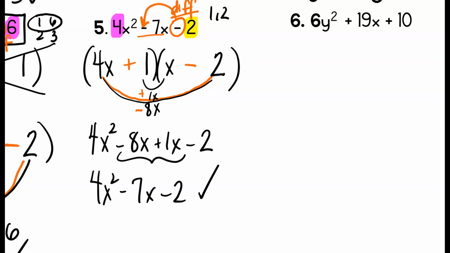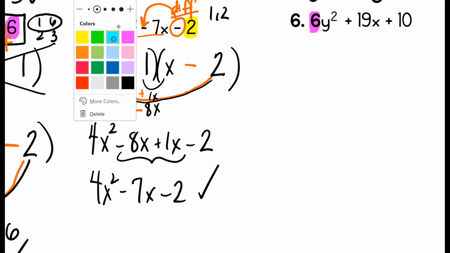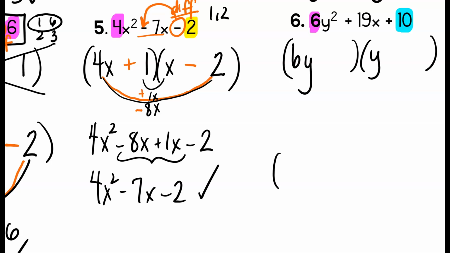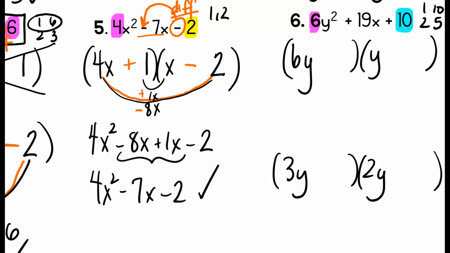Last but not least, again, this might require a few trials because 6 is not prime, and unfortunately, neither is 10. So, for 6y squared, we have the options of 6y and y, or we have the options of 3y and 2y. For 10, we have 1 and 10, or 2 and 5. So let's start with 1 and 10. And I'm just starting because that's the one I wrote first.